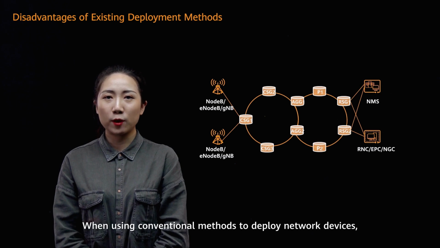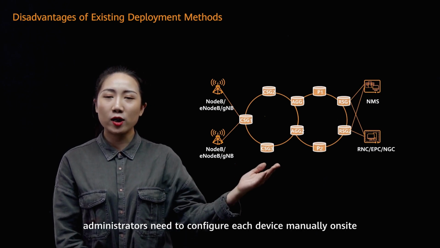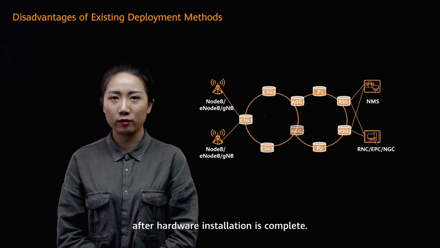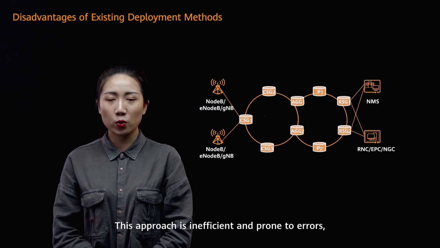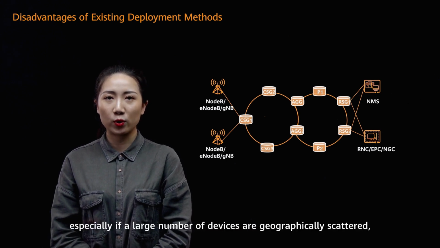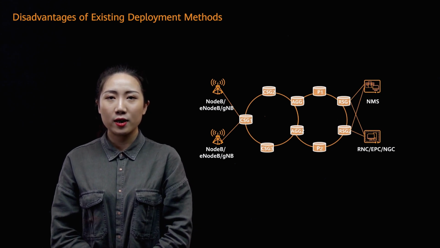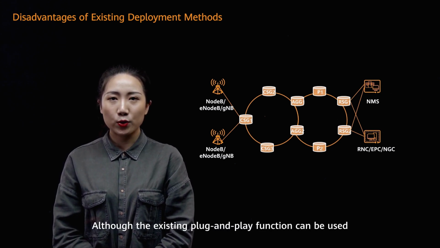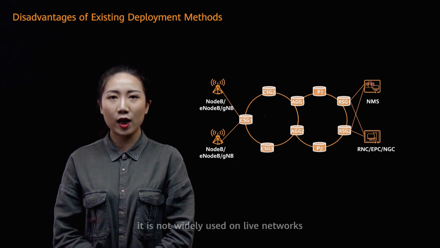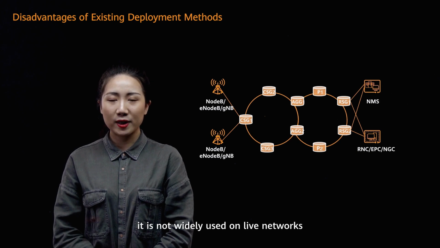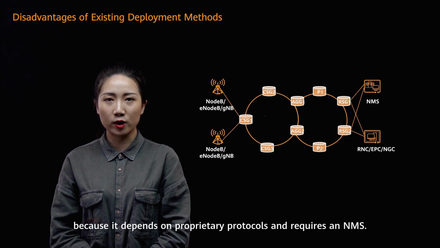When using conventional methods to deploy network devices, administrators need to configure each device manually on-site after hardware installation is complete. This approach is inefficient and prone to errors, especially if a large number of devices are geographically scattered, and incurs high labor costs. Although the existing plug-and-play function can be used to remotely commission devices in a centralized manner, it is not widely used on live networks because it depends on proprietary protocols and requires an NMS.